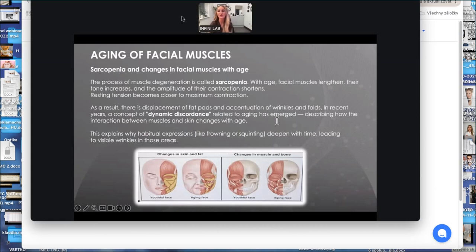And also please look at the before and after photo here especially.